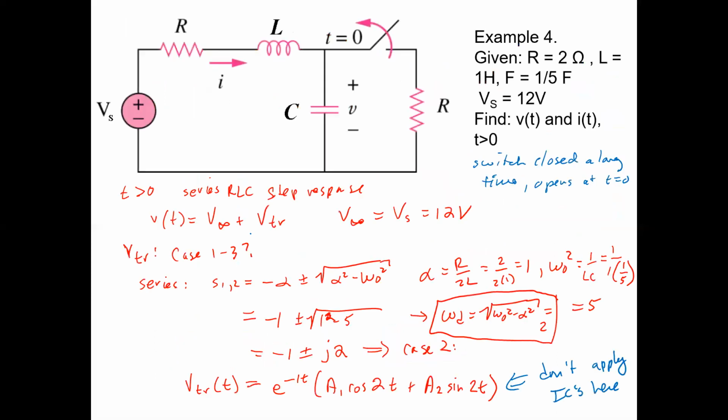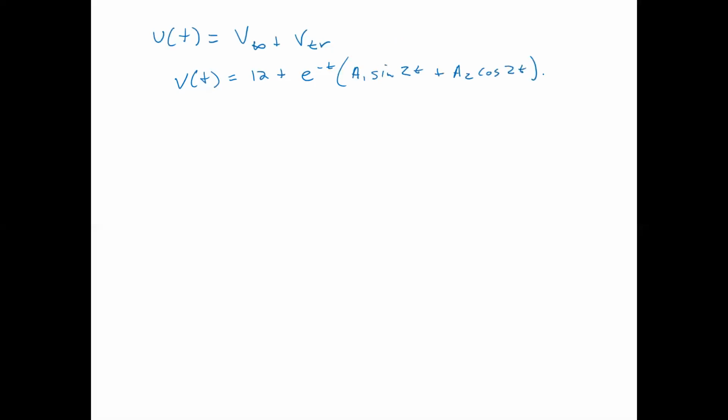So we have this is our transient solution, but we can't forget that V of t is going to equal our V infinity value plus the transient. So our V of t is going to equal 12 plus e to the minus t times A1. Now we're changing the order. We're going to switch it so that A1 is going to be the sine: A1 sine of 2t plus A2 cosine of 2t. It doesn't matter as long as you're consistent.